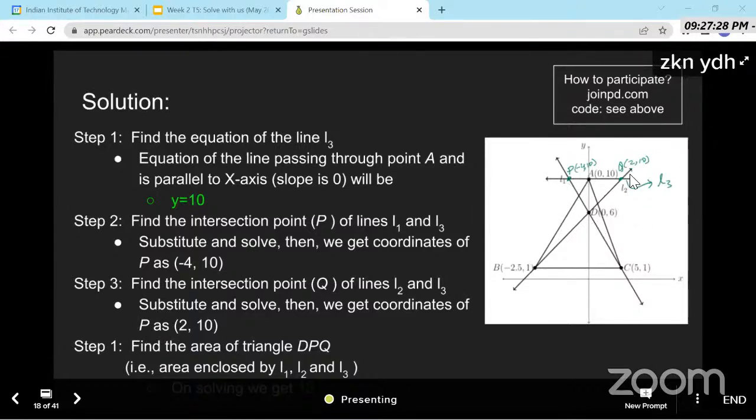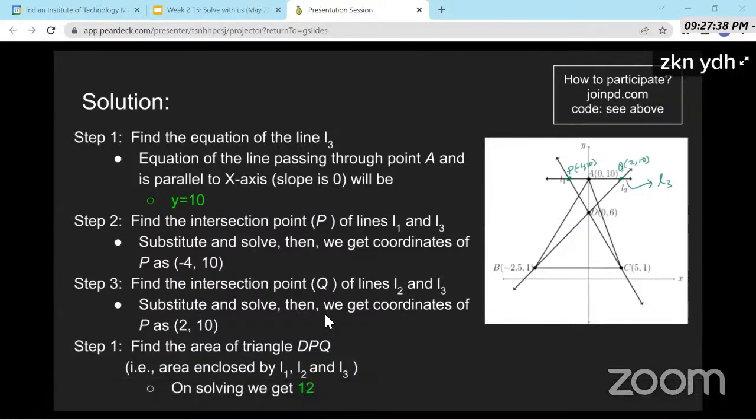Once we know these 3 coordinates, all we have to do is find out this area, and using the triangle formula, we can actually get this area. Yes. Now tell me what is your doubt here. Sir, can you please explain step 2 and 3? Step 2 and 3. Okay.